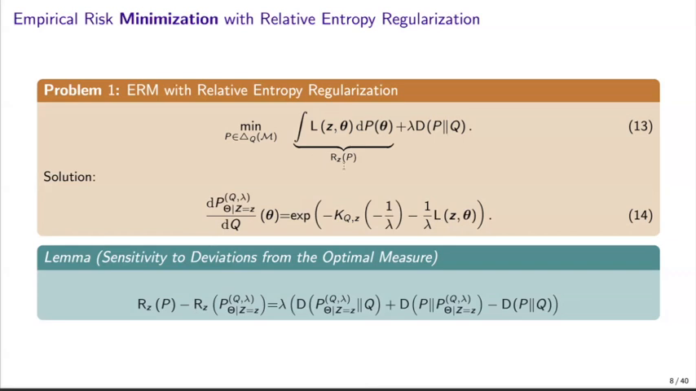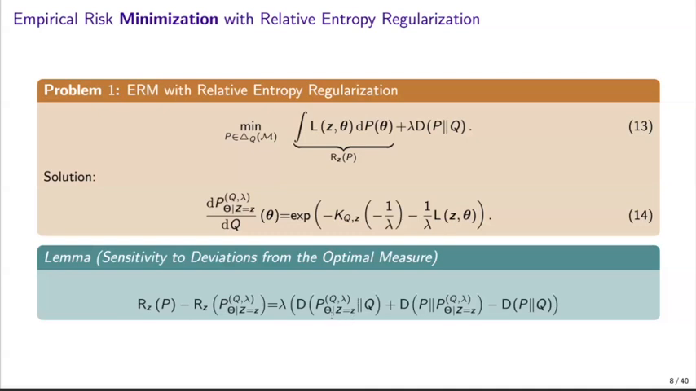RZP, which is what you see here, is the expectation of the empirical risk for fixed Z when models are chosen from P, right? That is the definition of the functional. We see that when we deviate from the optimal, meaning the solution to the problem, to an arbitrary probability measure, the variation of this functional RZ is equal to lambda times three terms that are given in relative entropies.